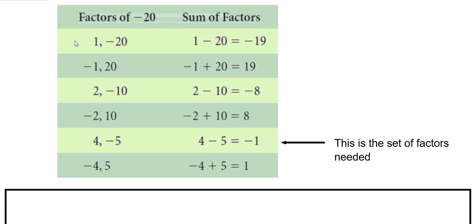So factors of negative 20 are 1 and negative 20, negative 1 and 20, 2 and negative 10, negative 2 and 10, 4 and negative 5, and negative 4 and positive 5. When I take these factors and add them together, I will find that 4 and negative 5 is the only one that's going to give me negative 1. So this needs to be the set of factors that I'm going to use.